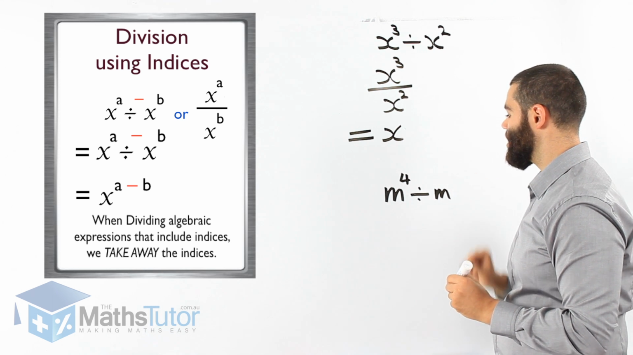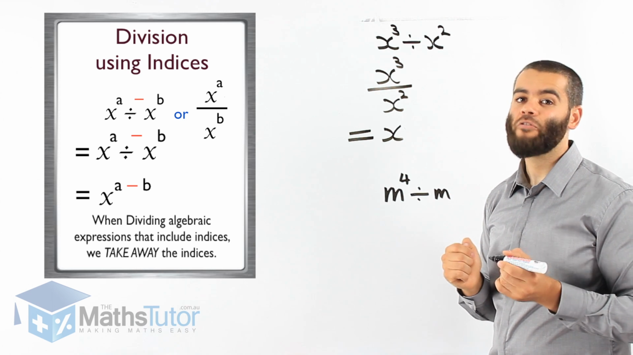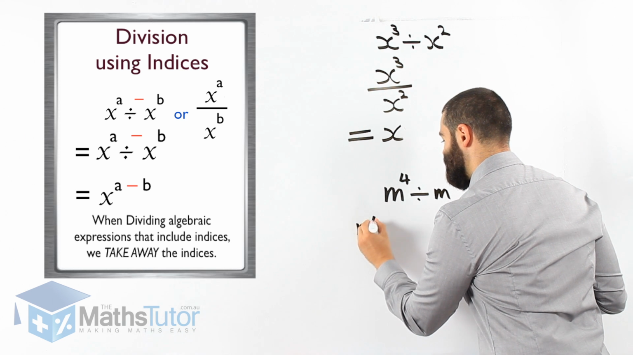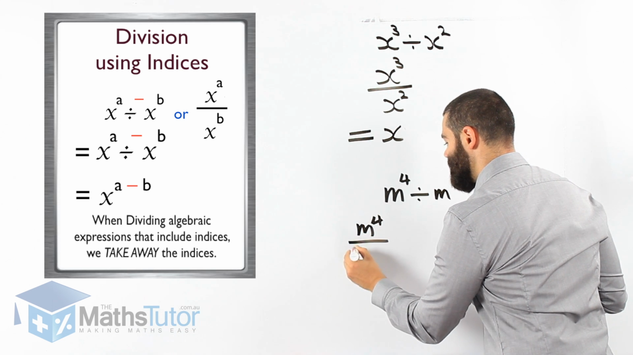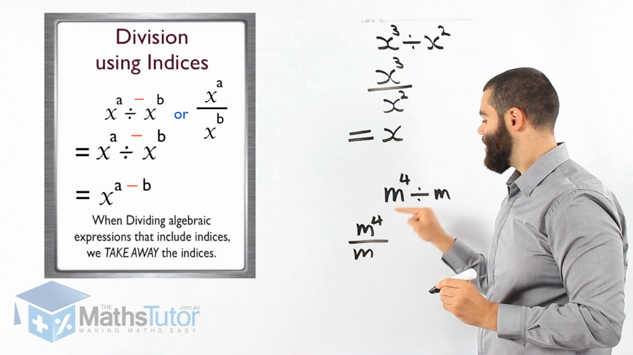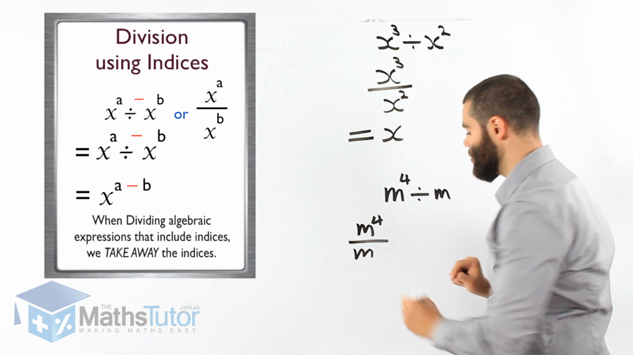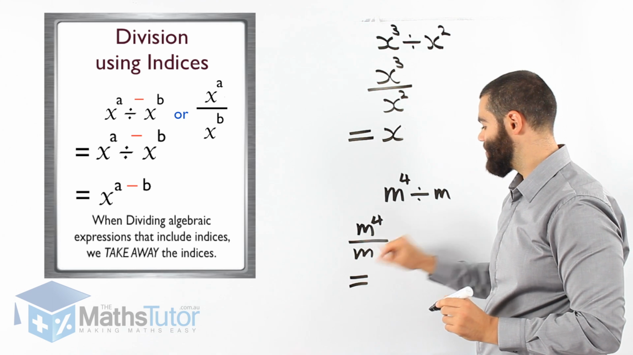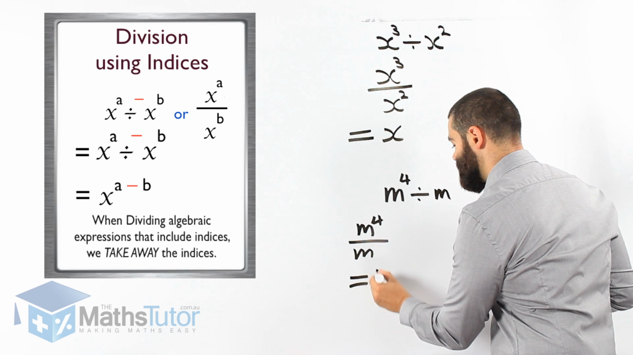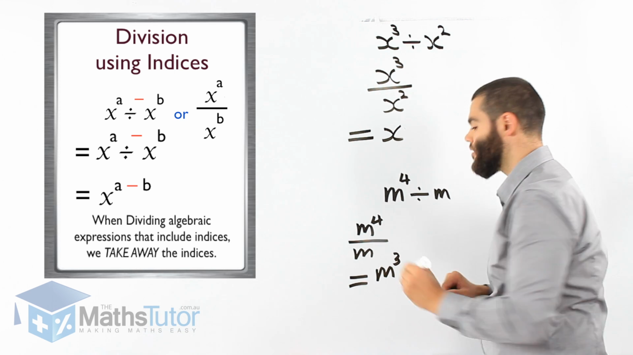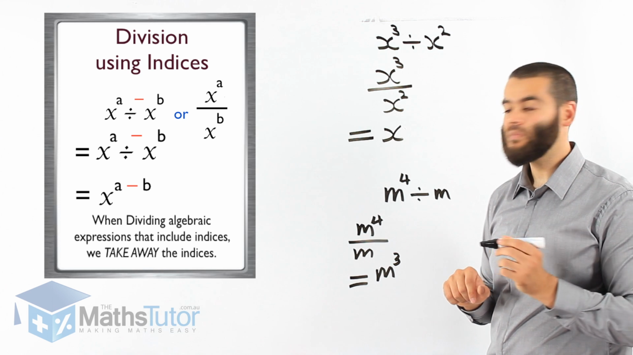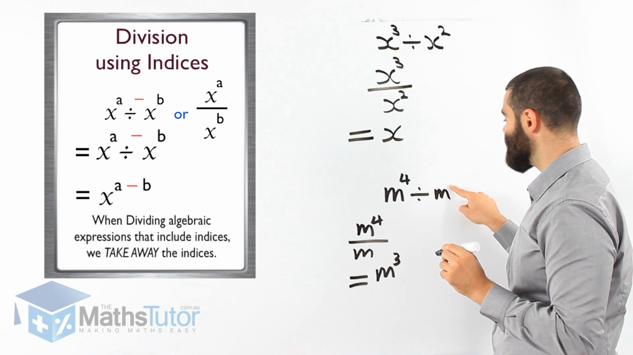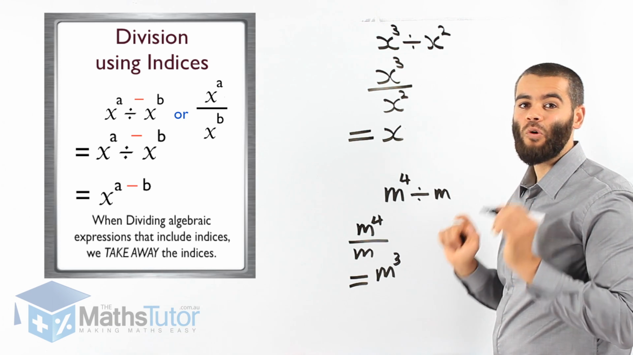Next one, m to the power of 4 divided by m to the power of the invisible one. Again, get used to writing it in fraction form. It will become easier later on. M to the power of 4 over m. What do we do? We take away 4 take away our invisible one, 4 take away 1, m to the power of 3. That's our answer, m to the power of 3. Remember, if there's nothing there, there is our invisible one all the time.